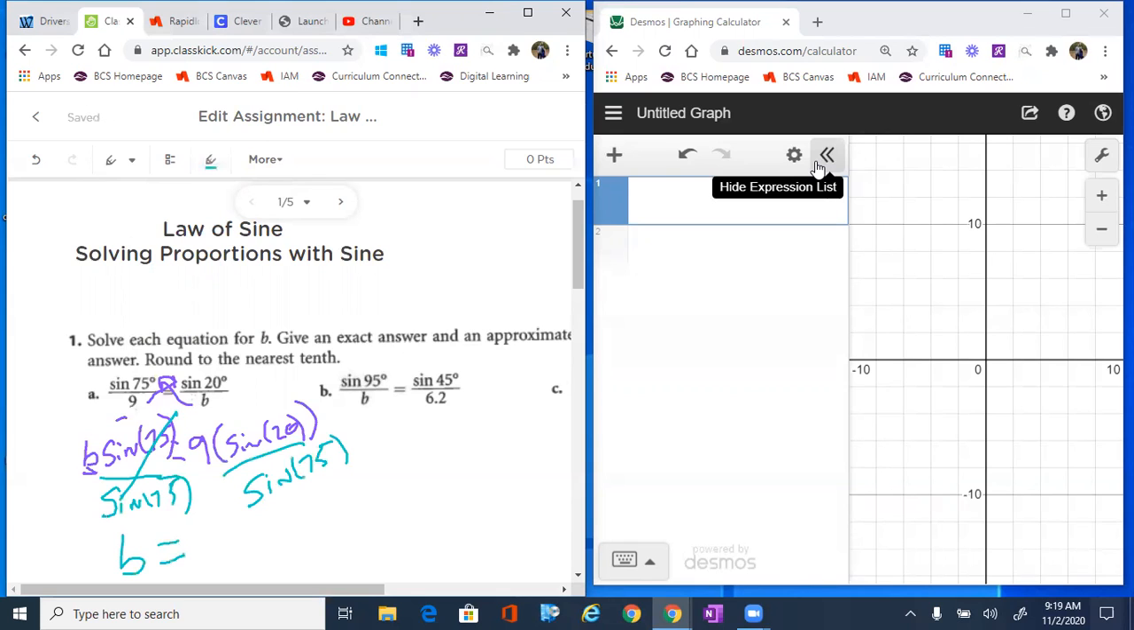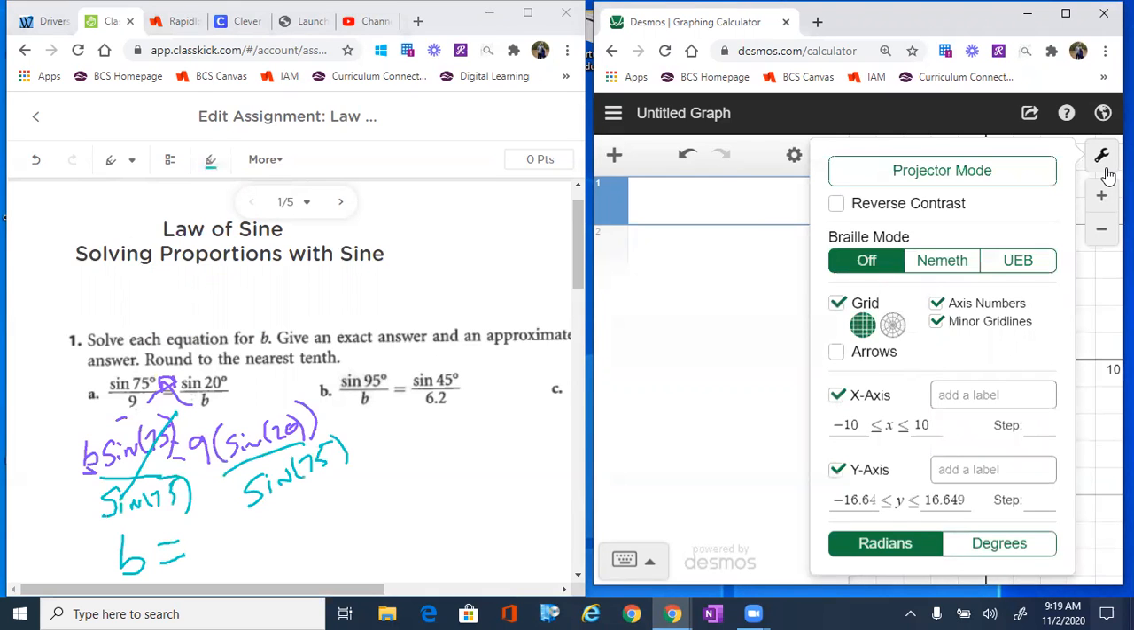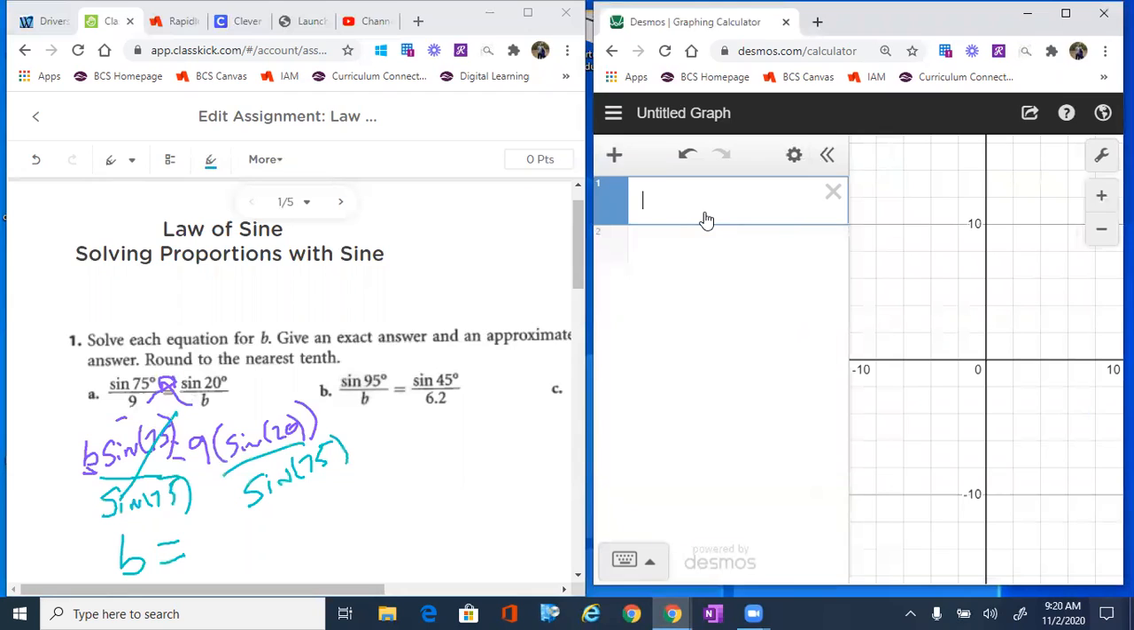B comes out, and all we are going to do is come over to Desmos. Now, remember, the first thing we need to do is come over to the settings, which is this wrench here. We click on it. We need to make sure that we are in degree mode. Degree mode is right here. I'm going to click on degree mode. And then I come over and I just type in 9 and then sine of 20. And then I'm going to divide that out by sine of 75. So 75 right here. I'm going to do that, and I get 3.186. Let's go with 3.19. So B equals 3.19.